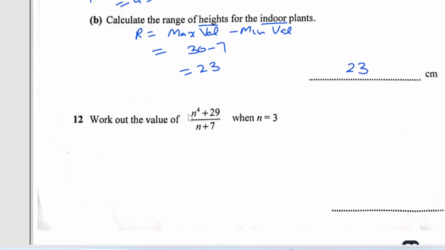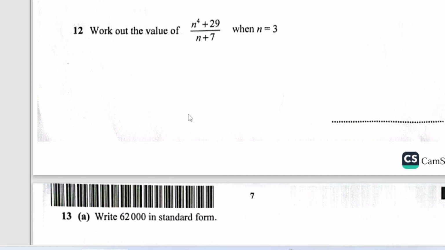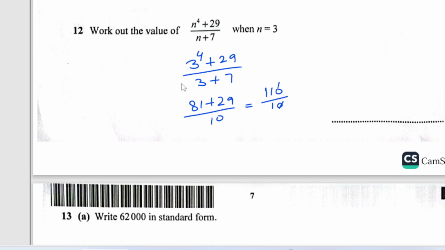Okay. Now number 12, work out the value of n to the power 4 plus 29 over 10 when n is 3. So we're just going to replace the value of n by 3. This is 3 to the power 4 plus 29 over 10. So this one is 81 plus 29 over 10. When you add this, this becomes 110 over 10, which is 11, right?